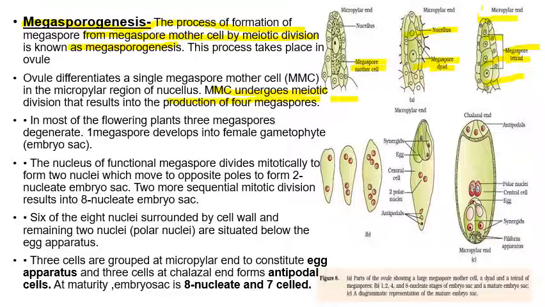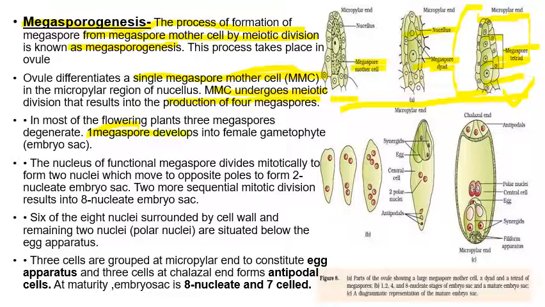All these four cells are haploid, but three of them degenerate and only one, the last cell, is left. Hence this kind of development is called monosporic development, because only one spore is left after meiotic division. So what we have learned is that meiotic division started with the single megaspore mother cell, forming four haploid cells, and then three of them degenerate and only one megaspore is left.